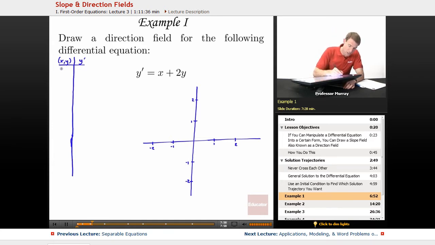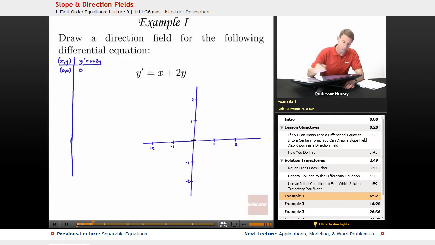So I'll start out easy. I'll start with x and y are 0 and 0. And if I plug in 0, 0, y prime, remember y prime is always x plus 2y. That's from the differential equation. So then I'll just get y prime is equal to 0. And so what that means in terms of the graph is I'm going to go to the point 0, 0, and I'm going to draw a little hash mark with slope 0. So there's my hash mark with slope 0.